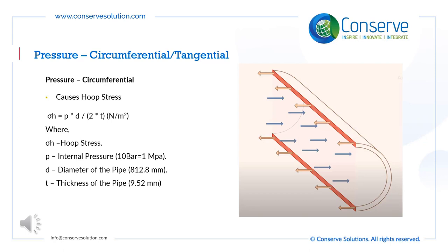Let us now go back and compare the numbers of radial stress, axial stress and hoop stress associated with pressure. So radial stress is 1 megapascal, the axial stress is 20 megapascal and hoop stress is 40 megapascal. So radial stress is much lesser compared to axial stress or hoop stress, and it can be ignored. And the relation between hoop stress and axial stress, hoop stress is twice as axial stress. So for the calculations, we have to focus on hoop stress. If the hoop stress is within the allowable limit, then the design is safe.